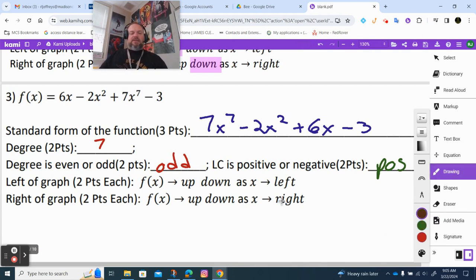Yeah, like this would be our positive up infinity, this would be our negative infinity, same thing here. And then this is negative infinity and this would be positive infinity.